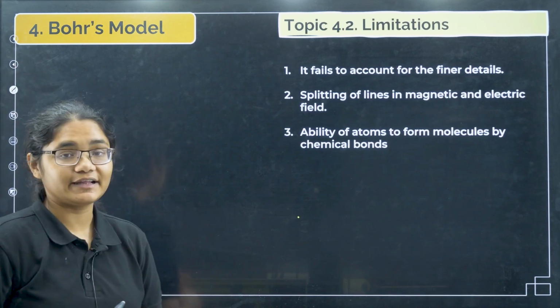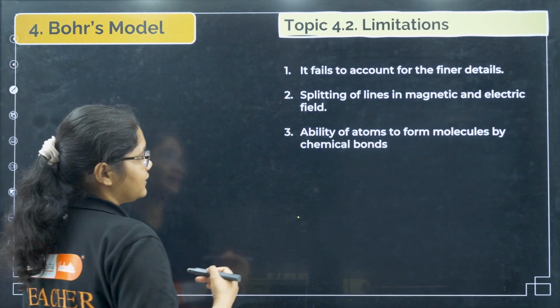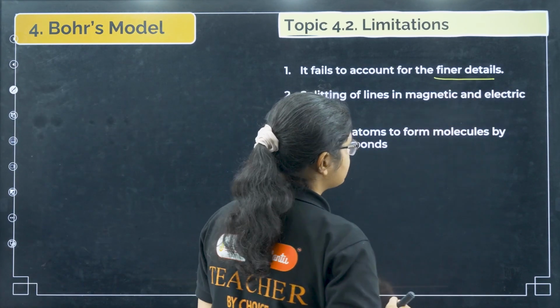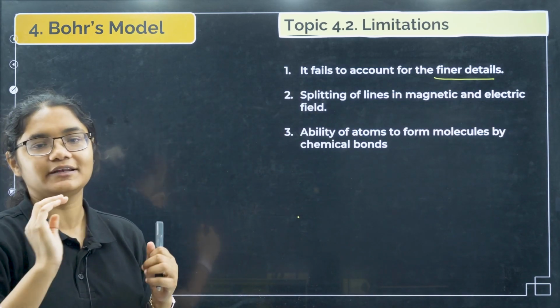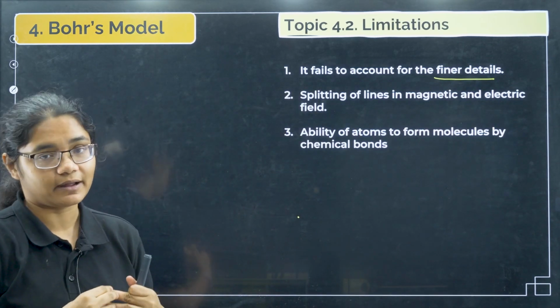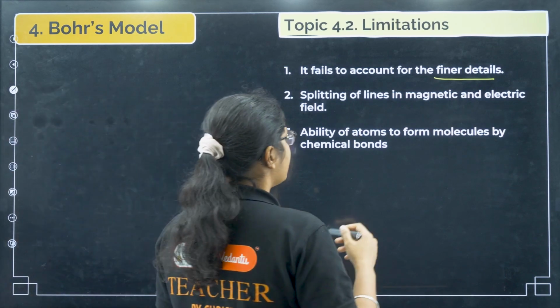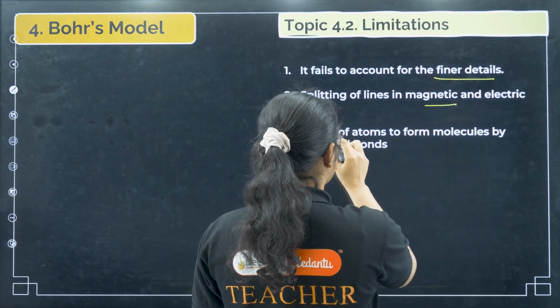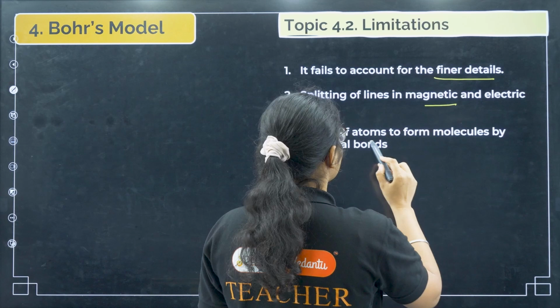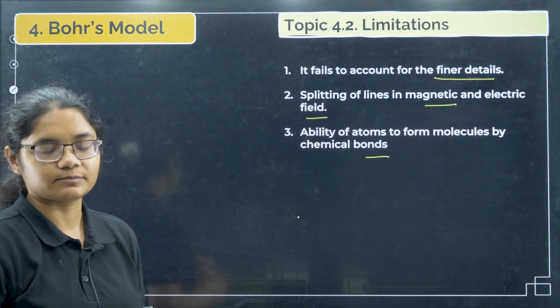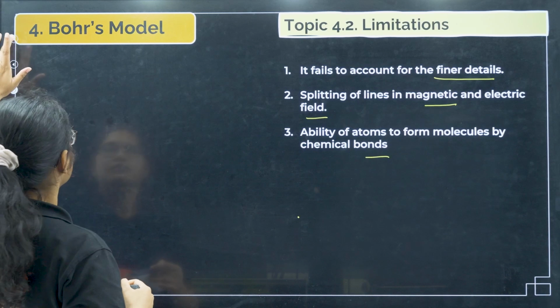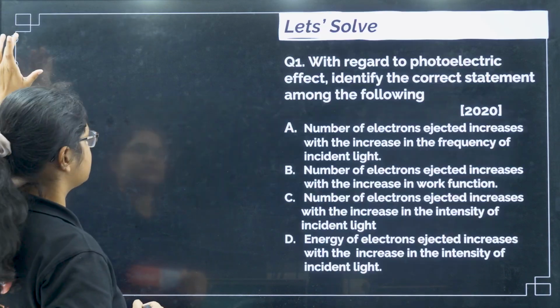Next, what are the limitations here? It fails to account for the finer details. When you see the atomic spectra, some lines were divided into small lines, which was not explained by Bohr's model. The splitting of lines in magnetic and electric fields was also not explained. The ability of atoms to form molecules by chemical bonds was also not explained by Bohr's model. So next we'll see some questions.